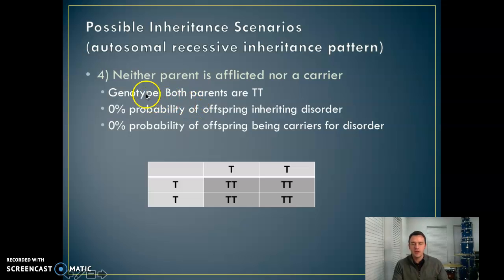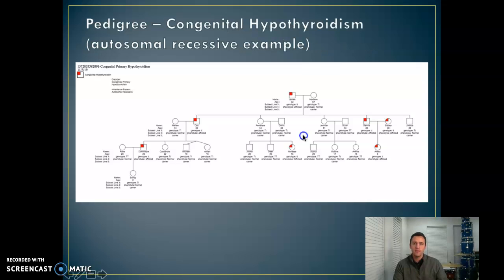Finally, scenario number 4, neither parent is afflicted nor a carrier. So in this case, both parents are homozygous dominant, and all offspring will be homozygous dominant. So there is no chance or no probability that the offspring will inherit the disorder or be a carrier.